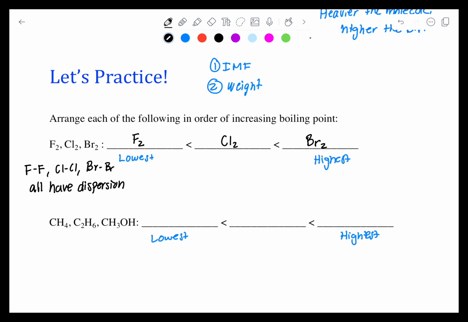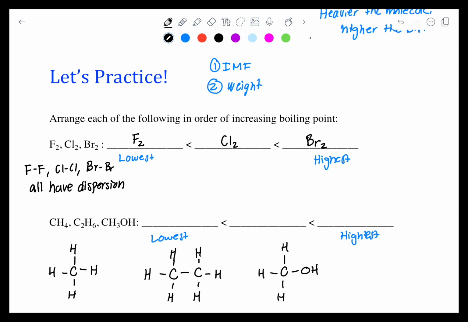Our next one is going to be based solely off of intermolecular force. We have CH4, and we have C2H6, where the C2 means two central carbon atoms, which we practiced drawing when we started doing Lewis structures. And then we have CH3OH, which we drew on a previous slide. We said that this one has hydrogen bonding, so we know that that one has hydrogen bonding.